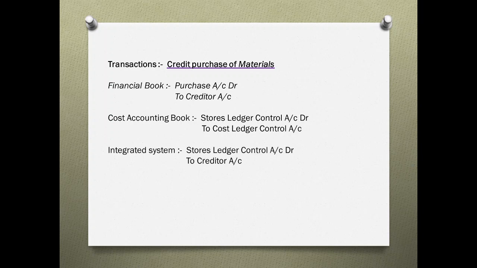Under the integrated system we write it directly to creditor. Under the integrated system, I repeat, we don't write the cost ledger control account. This is the difference and this is the confusing part also. Even after understanding the whole topic, many students commit this mistake. So the cost ledger control account is prepared only and only under the cost book. The cost ledger control account is not prepared under the integrated system.